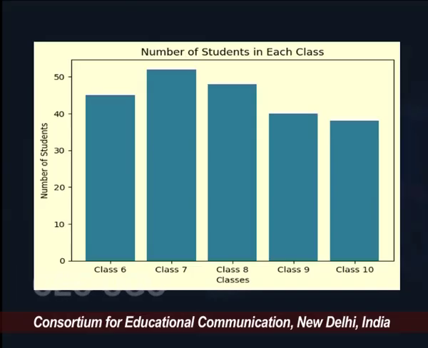Our graph even has a title. So, the title of our graph is number of students in each class. So, you would see it is pretty simple to create a bar chart using your AI assistant tool. You just need to paste the data and ask it to create a code to create a bar chart.